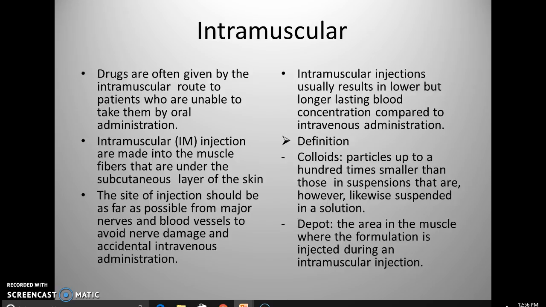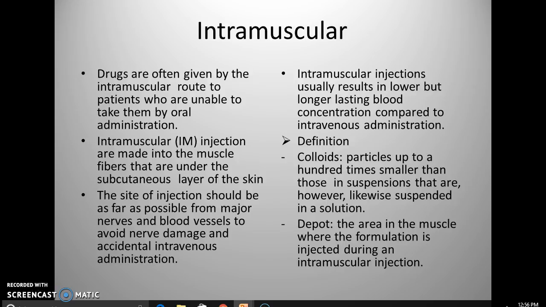Okay, let us move on now to intramuscular injections. Very, very important in many different ways. These are drugs that are often given by intramuscular routes to patients who are unable to take them by oral administration. A lot of times vaccines, you know, there are not too many oral vaccines, so it's given intramuscularly.